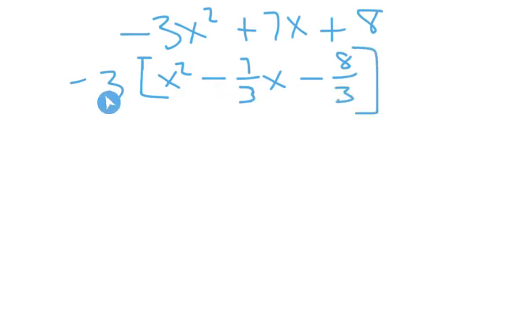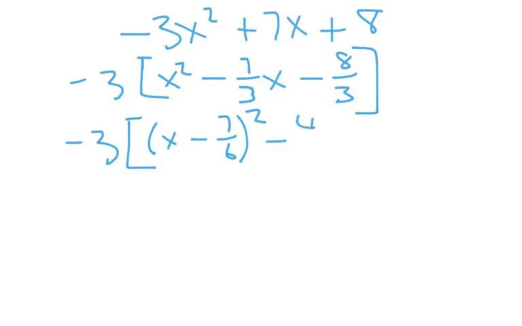Okay, be careful of the signs here, because when you're factoring out the minus 3, that becomes minus 3x squared plus 7x plus 8 as well. So now we continue on as we did before. We're going to give minus 3 bracket x minus 7 over 6 squared. And I'm going to give myself a minus 49 over 36 minus 8 over 3. The 49 over 36 comes from 7 over 6 being squared.